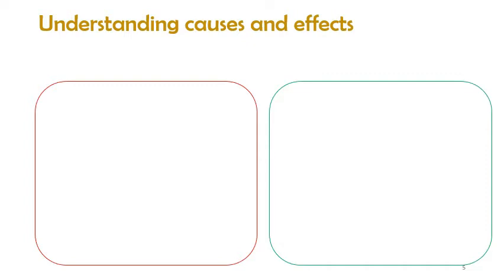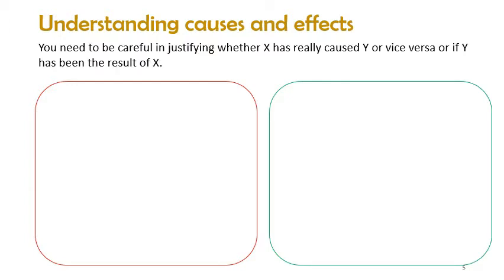Now, when it comes to causes and effects, it is really important to be careful to justify an argument. You need to make sure that your justification, whether X has really caused Y or vice versa, or if Y has been the result of X, is logical. To show that, I'm going to provide two examples. The first example is the not so good one, and the second example is the better one that I would suggest you follow.